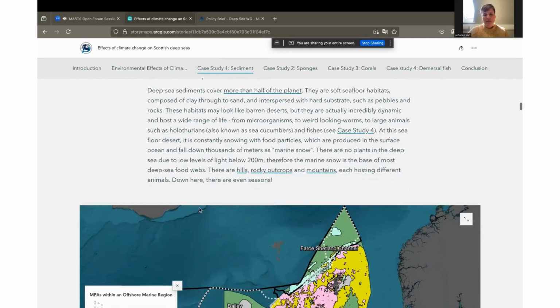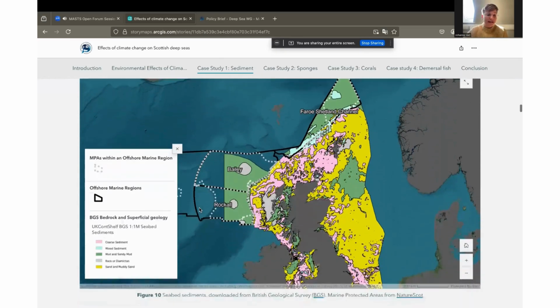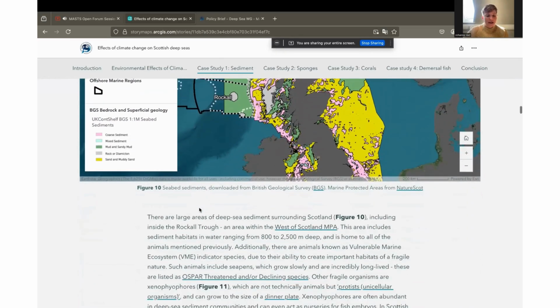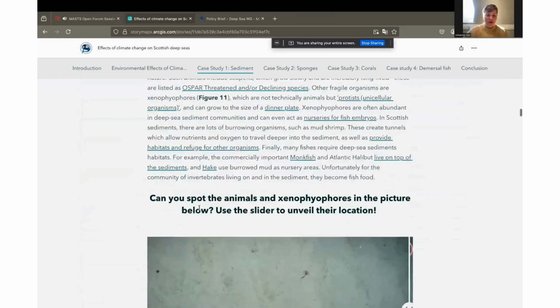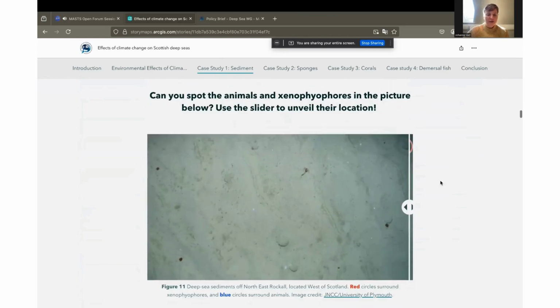Another feature that's really helpful in story maps is that you can embed images and make these images quite interactive. So for example, in the sediment case study, we used a slider tool to engage the reader a little bit more and make them realize that sediment regions are full of really cool animals and really interesting organisms like the xenophyophores. You can use these sliders to reveal to the reader where the different species are on the picture, and that can be a really nice way to highlight the diversity that exists in the deep sea.